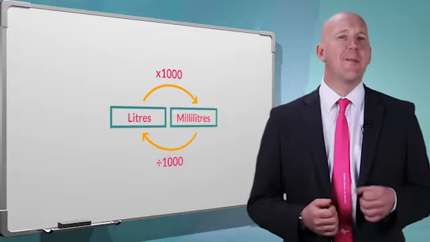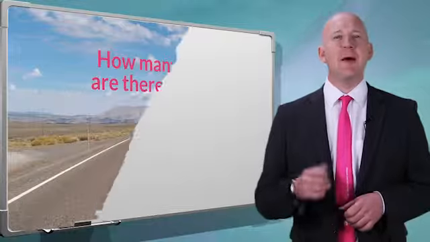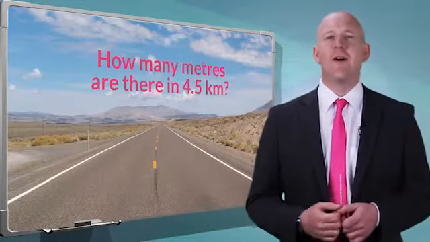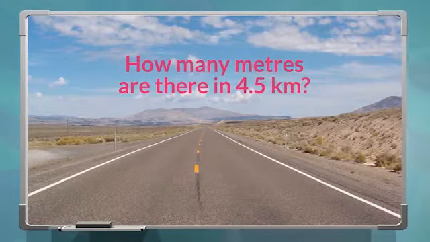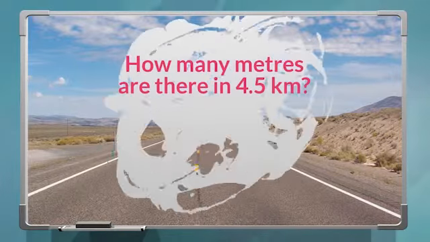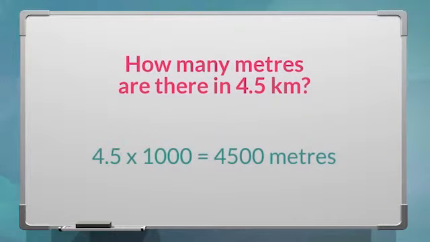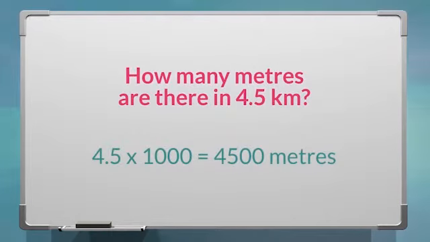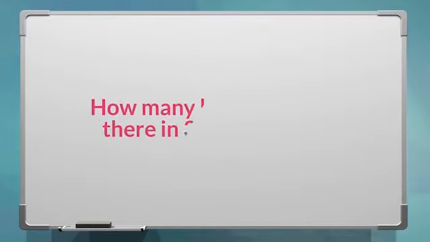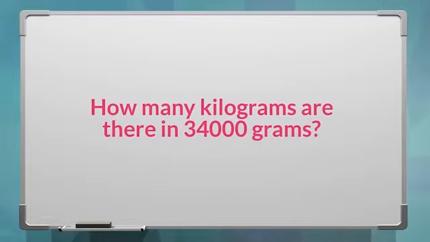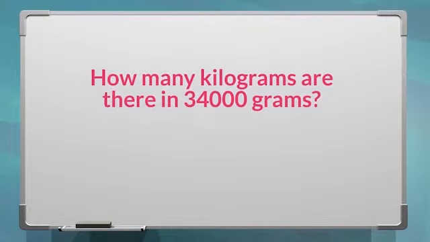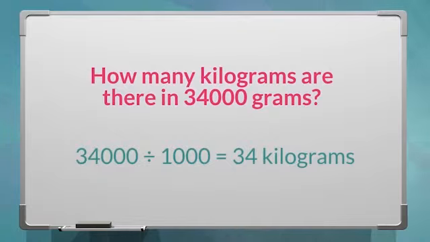Let's have a look at a couple of examples. How many metres are there in 4.5 kilometres? Well, to change kilometres into metres, we just multiply by 1000. So 4.5 times 1000 equals 4,500 metres. How many kilograms are there in 34,000 grams? To change grams into kilograms, we need to divide by 1000. 34,000 divided by 1000 equals 34 kilograms.